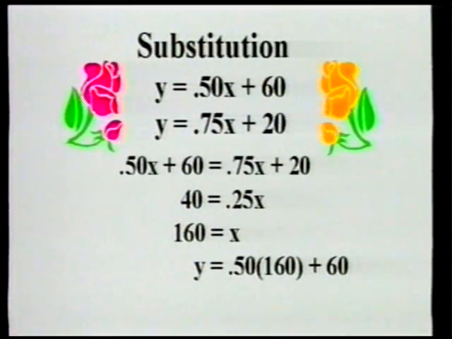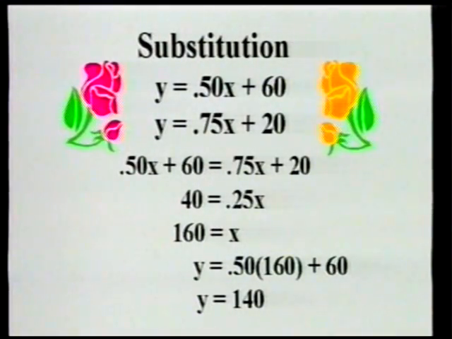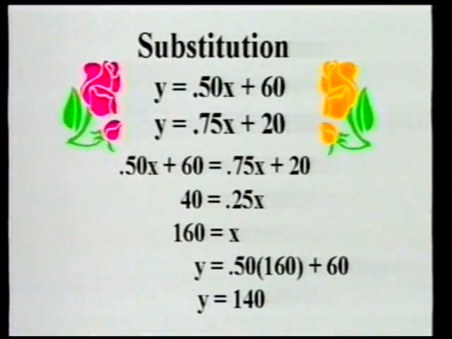To check that, we'll take the 160, put it back into the first equation of the system, y is equal to 0.50x plus 60, substituting in the 160 for the x, giving us y is equal to 140. The break-even point, found using a method called substitution, is x equaling 160, y equaling 140.